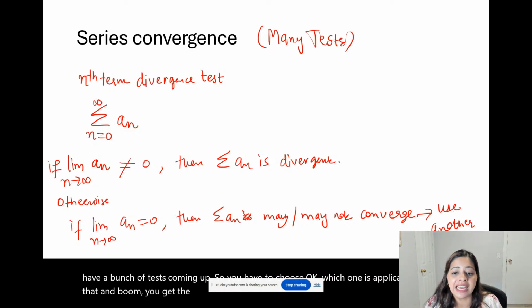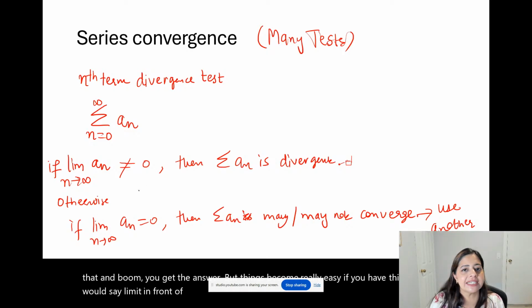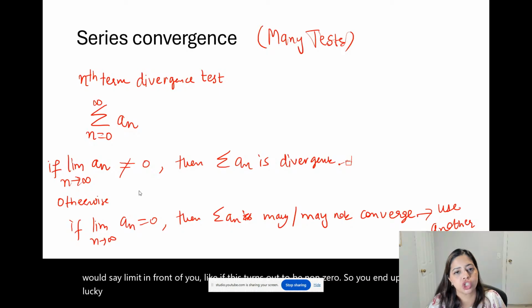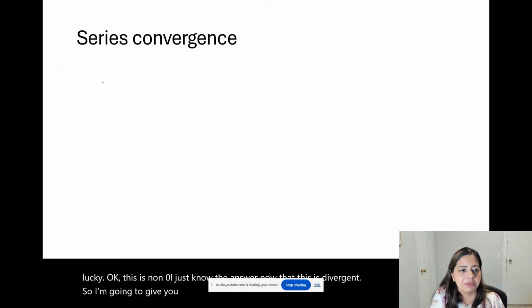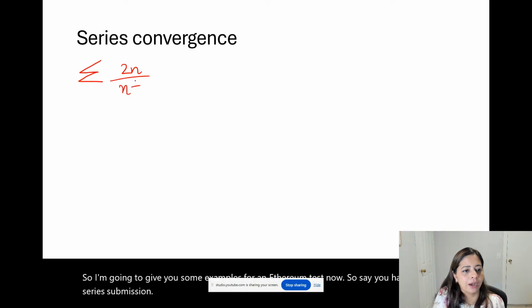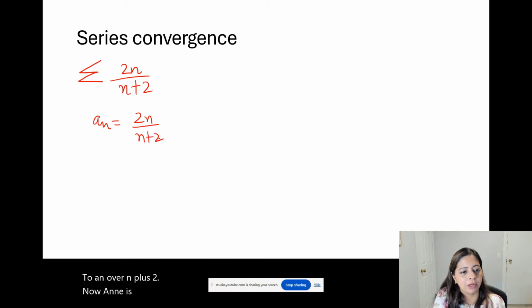But things become really easy if you have this particular limit in front of you. Like if this turns out to be non-zero, so you end up getting lucky. Okay, this is non-zero. I just know the answer now that this is divergent. So I'm going to give you some examples for nth term test now. So say you have this series summation 2n over n plus 2. Now a_n is 2n over n plus 2.